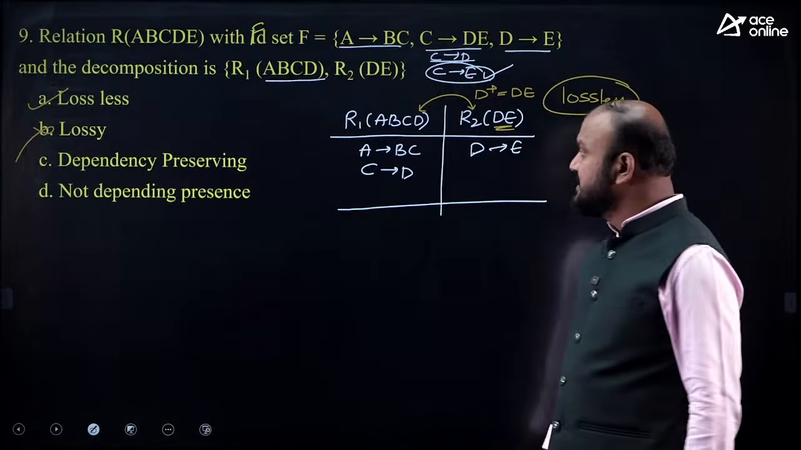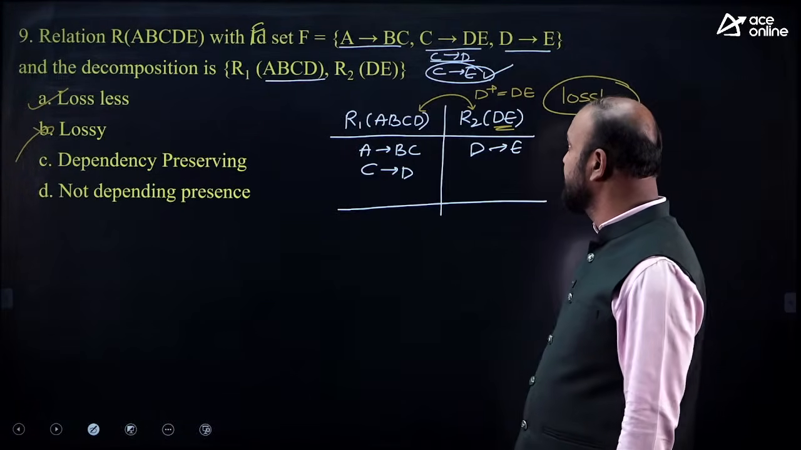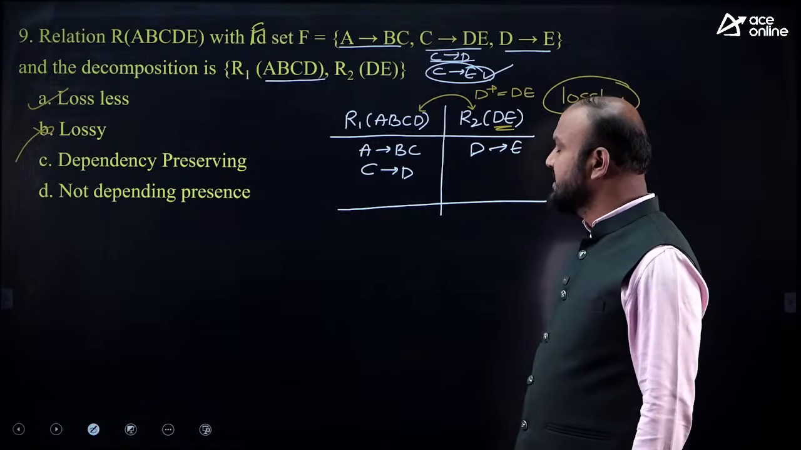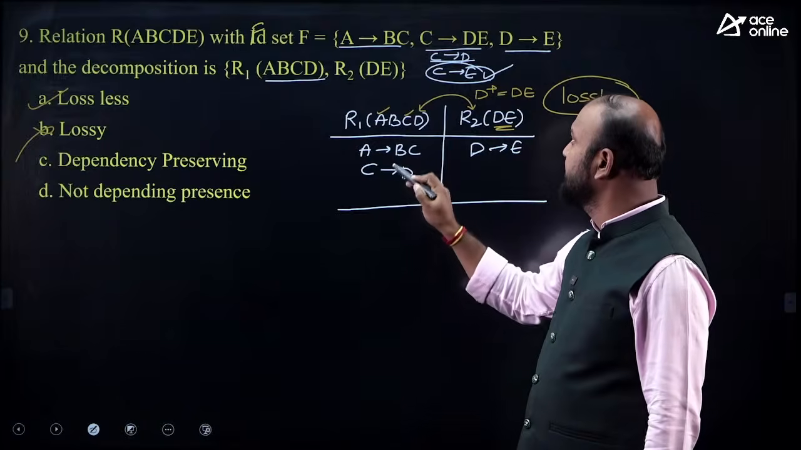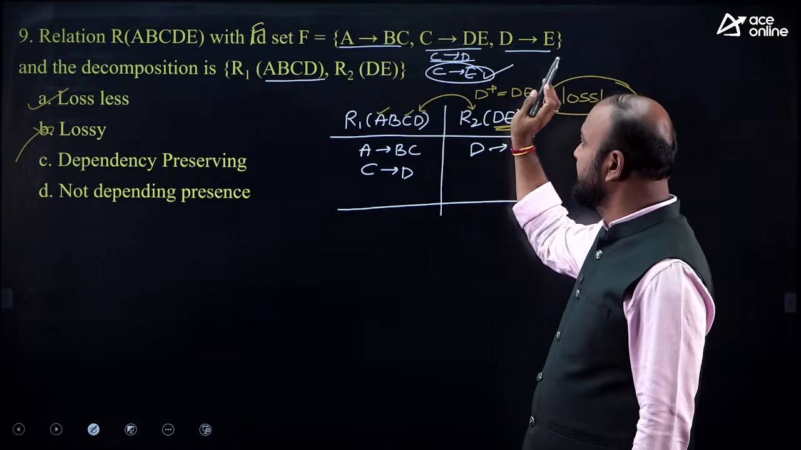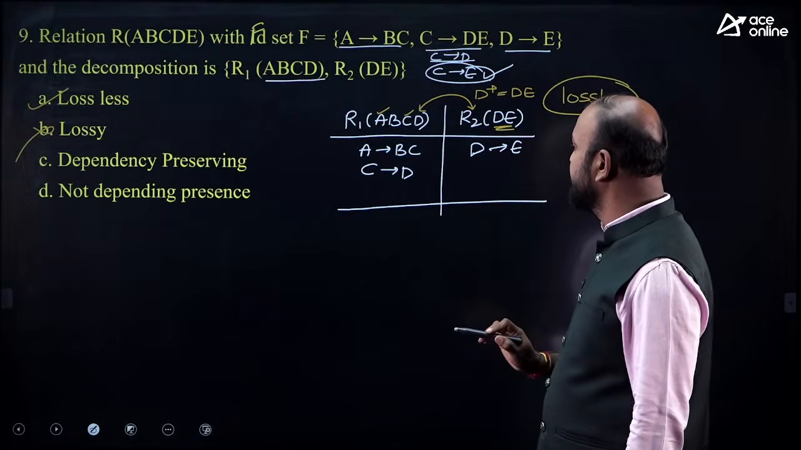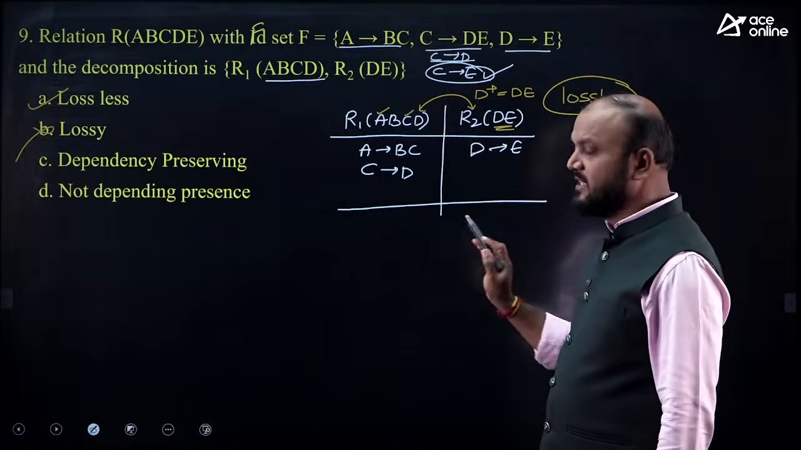Is it dependency preserving or not? We have C to E not preserved directly. Just check whether it is preserved indirectly or not. For checking, we have the dependencies with respect to A and C. Check for B. What is B closure? B only. When you find D closure, D, E. Nothing more is possible. E closure, E only. Nothing more there.